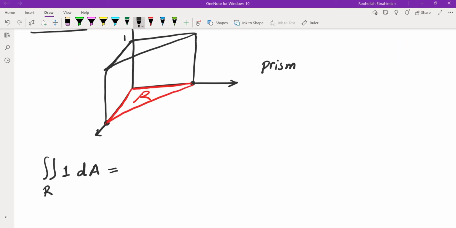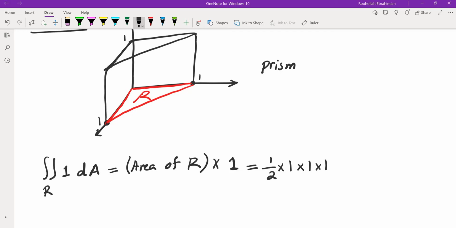is going to be the area of the base, so it's the area of R, times the height, and the height is 1. So the base is a triangle, and the base and height of this triangle are 1. So it's 1/2 times 1 times 1, and then times 1 for the height. So the whole thing becomes 1/2. So this double integral is just 1/2.